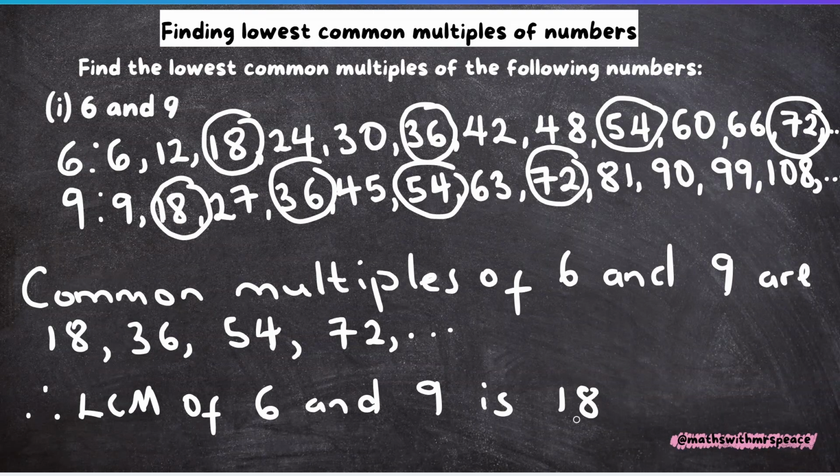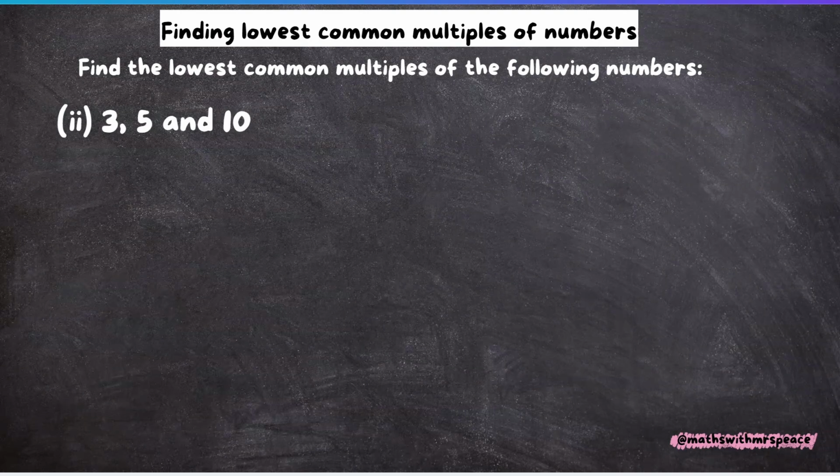And then we'll take one more example of finding the LCM of numbers using listing the multiples method. Now we have three numbers here. Find the lowest common multiple of the following numbers 3, 5, and 10. And of course, we're going to do it just the same way we handled the previous example where we had two numbers. So we begin by listing multiples of 3, multiples of 5, and multiples of 10 as well.